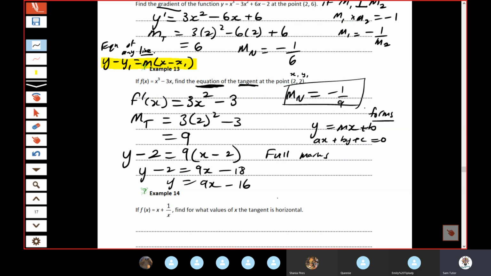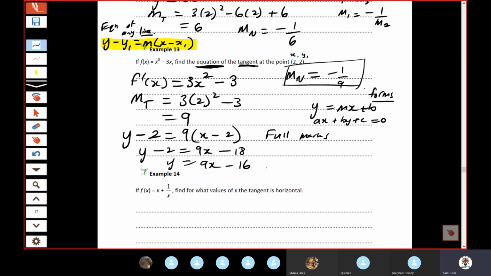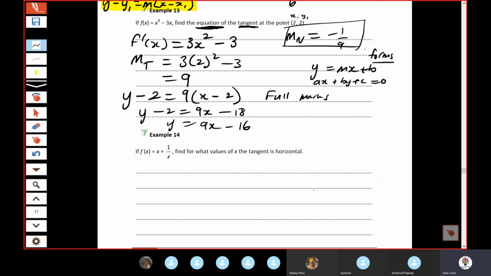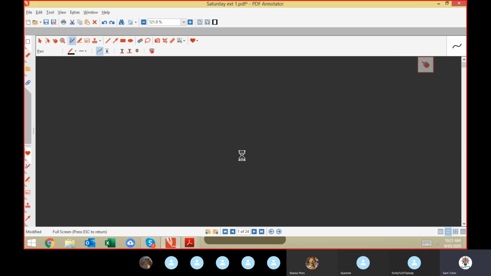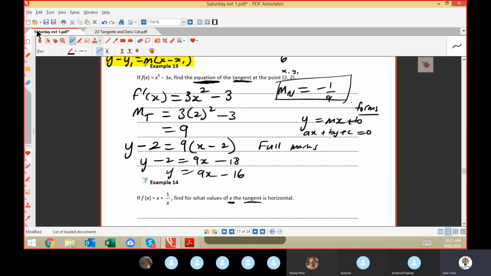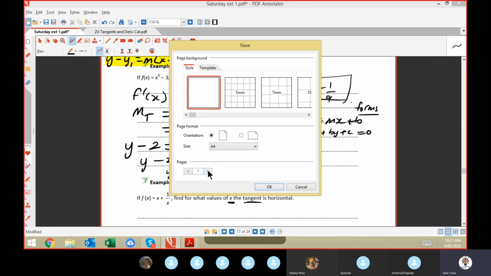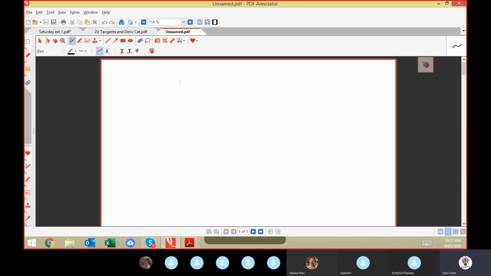Anyone have any questions? Okay. If f of x equals x plus 1 on x, find for what values of x the tangent is horizontal. Okay, this one doesn't say to actually find the equation of the tangent. I'll come back to this once we're a little bit stronger. I want to do a few more questions of just tangents and normals.